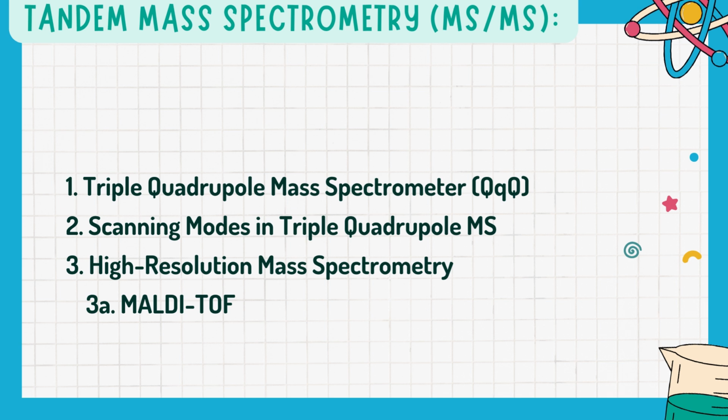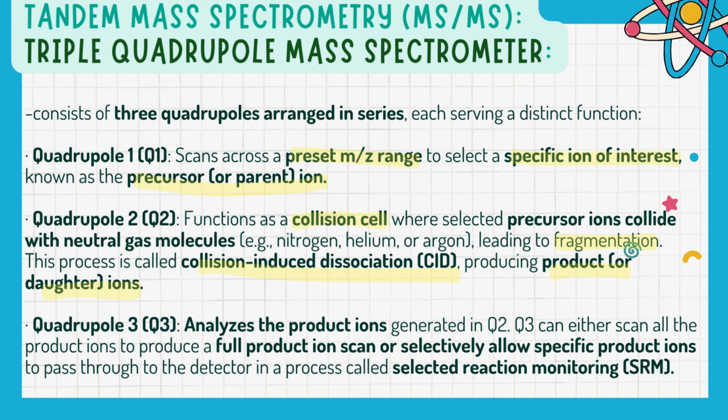Okay, and then next, we have the triple quadrupole mass spectrometer, the triple Q, QqQ. We also have scanning modes in triple quadrupole MS and high resolution mass spectrometry, which is widely used in research nowadays, specifically MALDI-TOF. Quite lengthy, sorry. So, the triple quadrupole mass spectrometer.